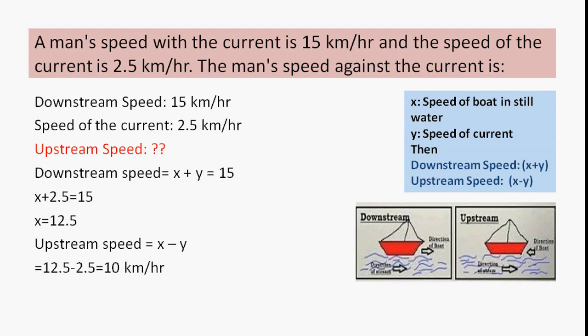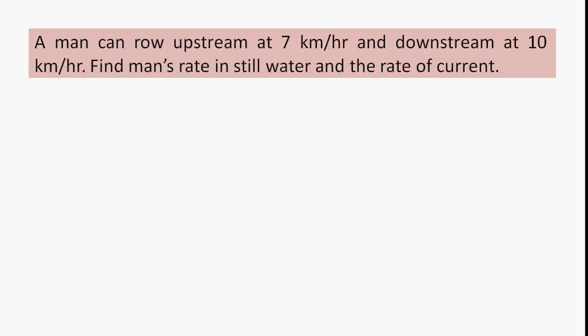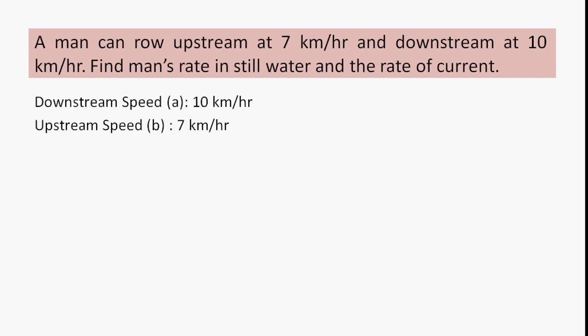Let us go to the second question. A man can row upstream at 7 km per hour and downstream at 10 km per hour. Then what is the man's rate in still water and the rate of current? Here we need to find the values of x and y given the upstream speed and the downstream speed. If we denote A as the downstream speed, then A is 10 km per hour and B, which is the upstream speed, is 7 km per hour.